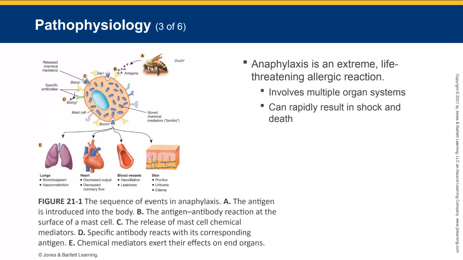Specific antibodies react with their corresponding antigen. Chemical mediators exert their effects on end organs. With the lungs, the patient can have bronchoconstriction and vasoconstriction as a result of the chemical mediators. With the heart, they can have decreased cardiac output and decreased coronary flow. With the blood vessels, they can have vasodilation and leaky blood vessels. With the skin, they can have pruritus, and edema. Urticaria is the fine bumps that cause the itching.